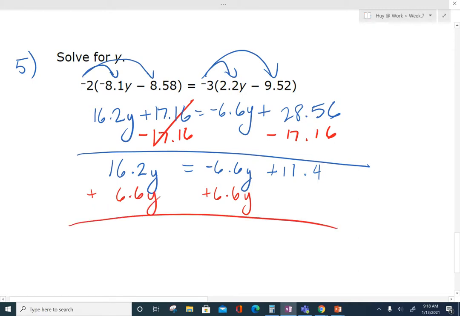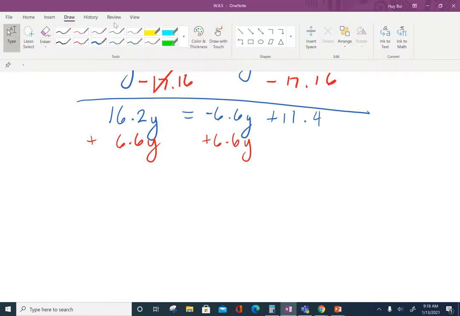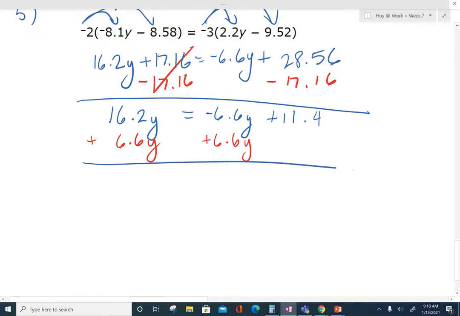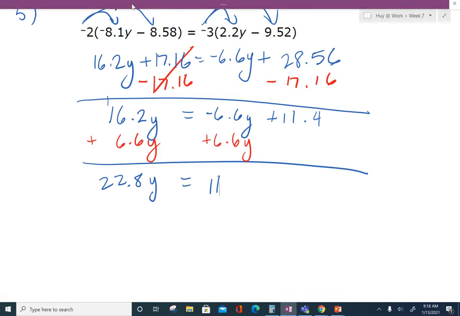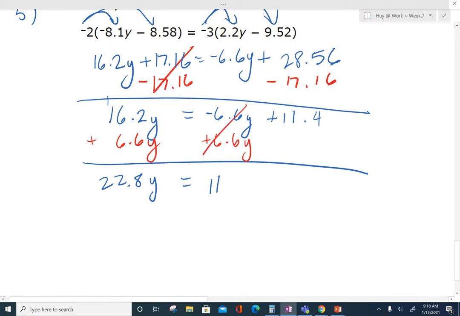6.6y. Oops. Let's change that back to our normal color of blue. And I can add it here. 0.2 plus 0.6 is 0.8. 2 carry the 1. And that's 22.8y equals 11.4. Oh, this side jumped ahead. That's going to cancel out. 6.6 cancels out. So now we only have a positive 11.4 on the right side.